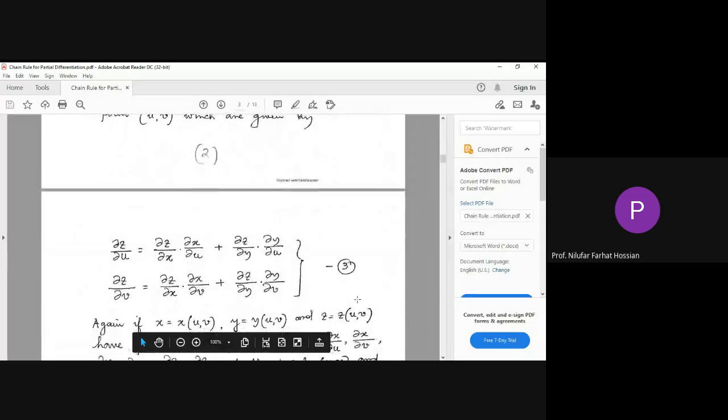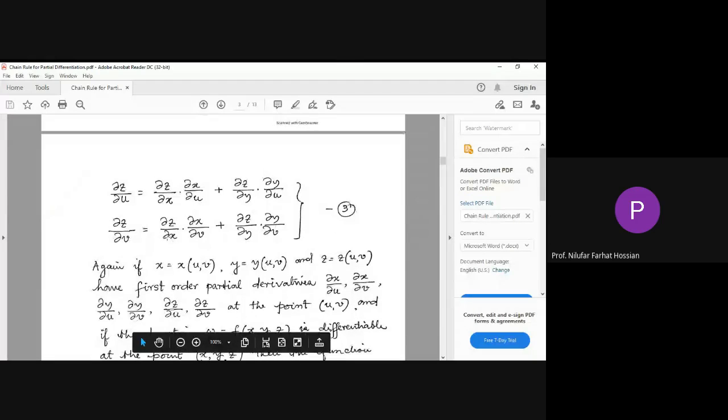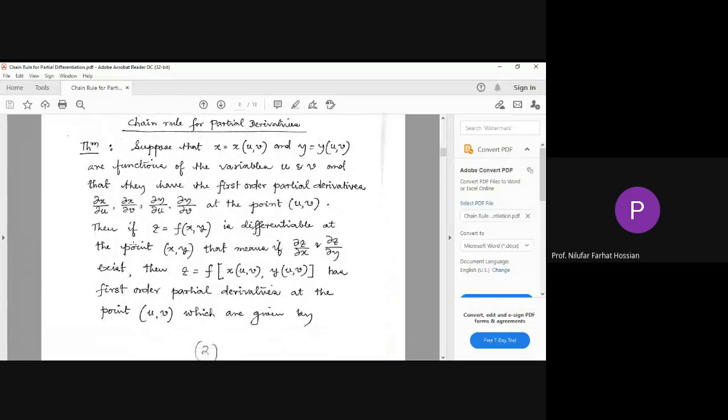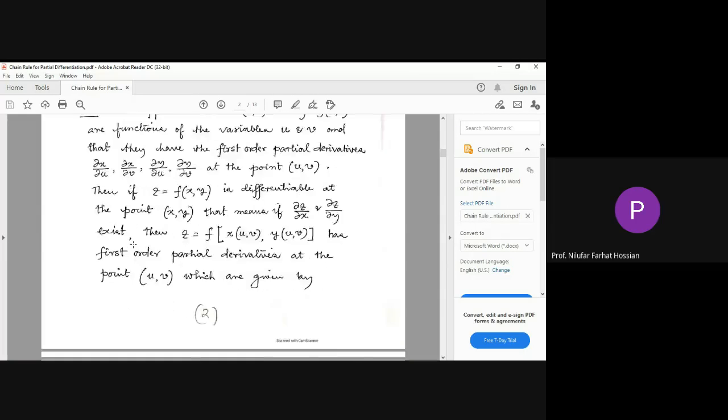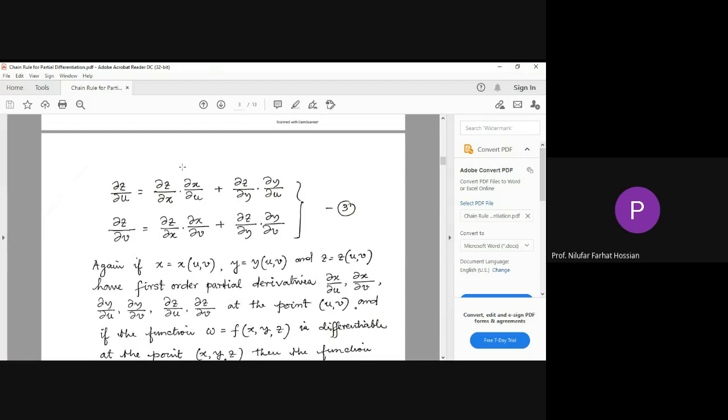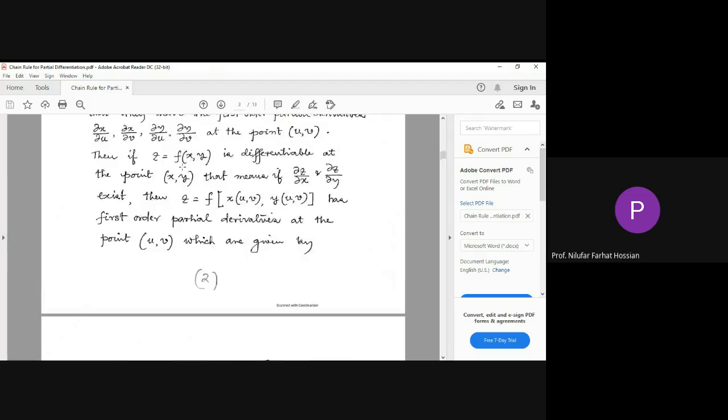These two cannot be total derivatives, because now z is a function of u and v. But in the previous two cases, z and w were functions of only one variable t. Here z is a function of two variables u and v. And this is the formula: del z by del u equals del z by del x into del x by del u. You see, you have to perform the differentiation like this.